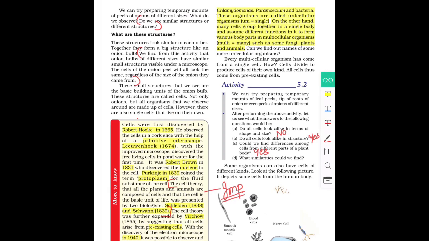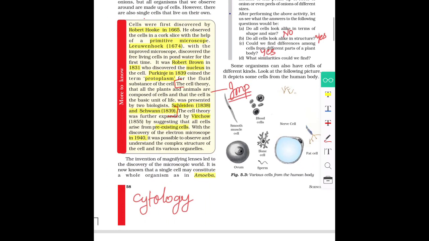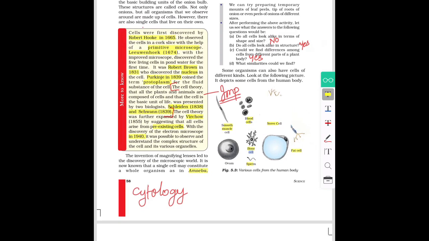Some organisms can also have cells of different kinds. For example, our human body. You can see various cells of a human body. These are smooth muscle cells, blood cells, nerve cells, fat cells, sperm cells, bone cells and ovum cells. So can you see, our single body has a different variety of cells, that is, different shapes and different sizes.